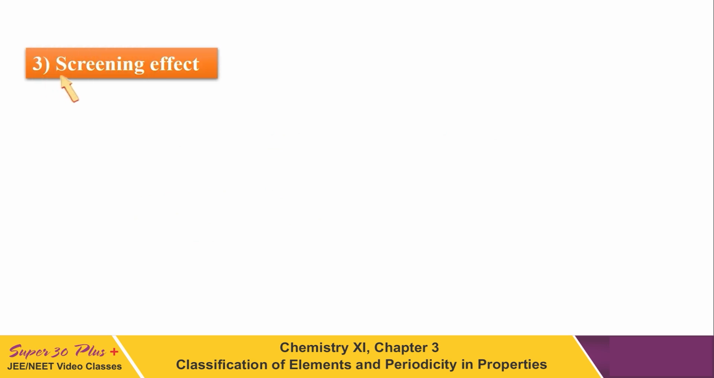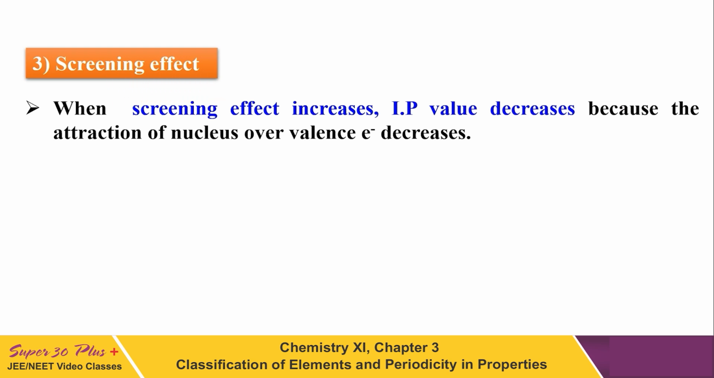The third factor is screening effect. Students, what is screening effect? See, inner electrons also try to repel the outer electron. This repulsion of the inner electron to the outer electron comes as a kind of screen in the nuclear attraction. So it is called screening effect. In easier terms, you can understand screening effect as a repulsion of the inner electrons to the outer electron.